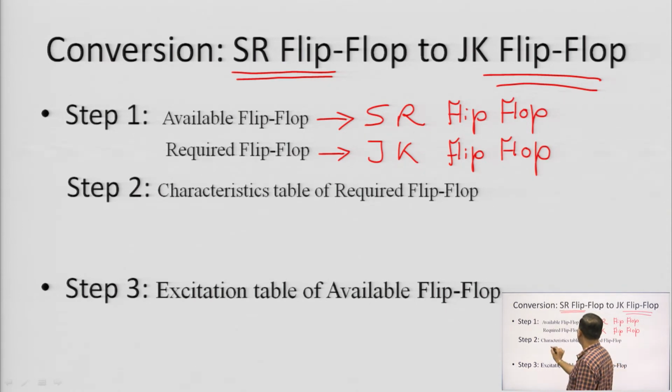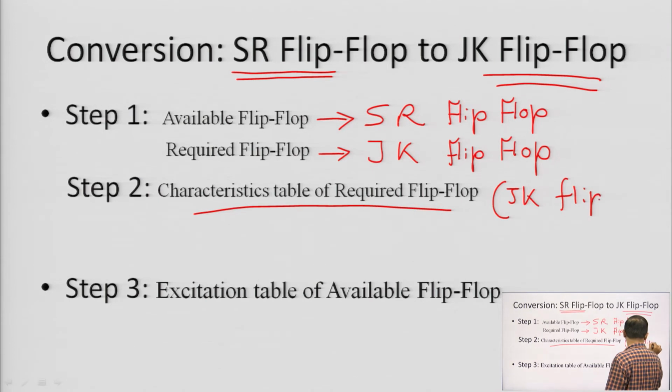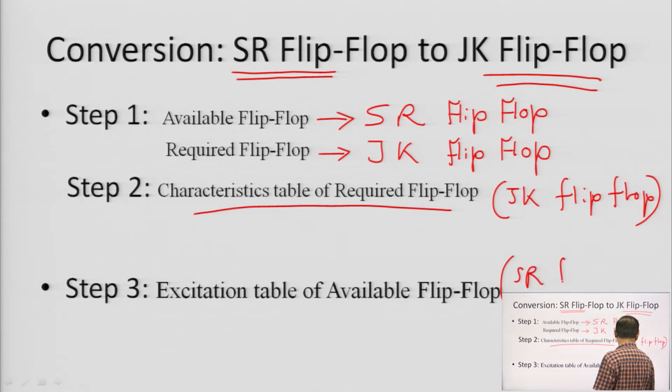Now, we have to make the characteristic table. The required flip flop is JK, so the characteristic table will be for the JK flip flop, right, and the excitation table for the available flip flop, that means for the SR flip flop.